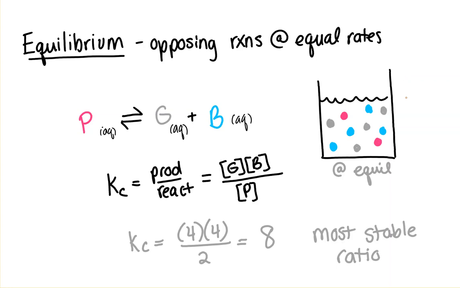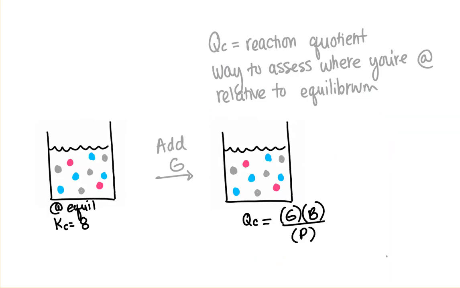If I did something to change the situation, once it's at equilibrium, if I added some gray, it's going to make this concentration of gray or product be too high. And so the reaction will occur until we get back to this ratio of 8. So in that situation where you add some reactant or product, you could kind of assess how far you are away from that magic ratio, the equilibrium constant, the ratio of products to reactants, and then decide what's going to happen in order to get back to that most stable ratio.